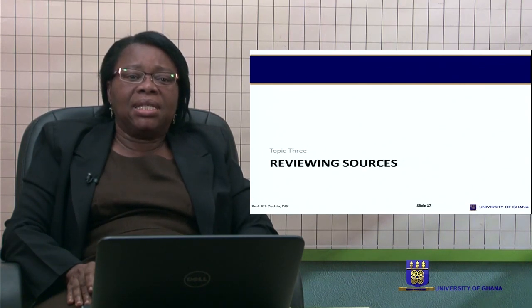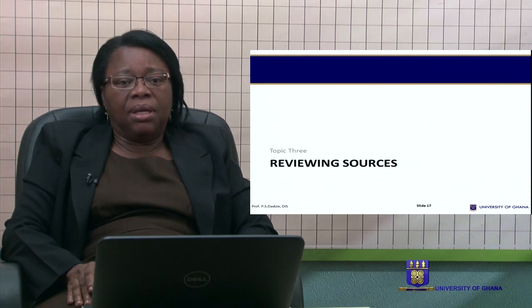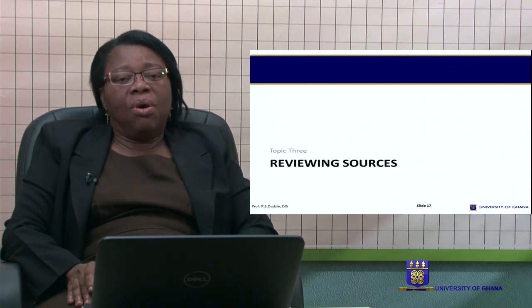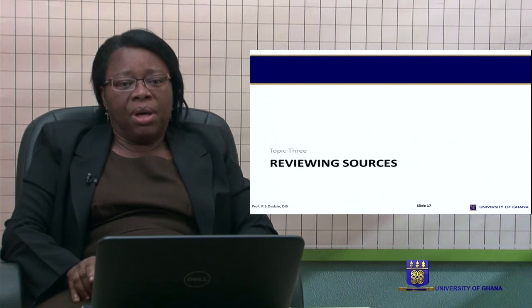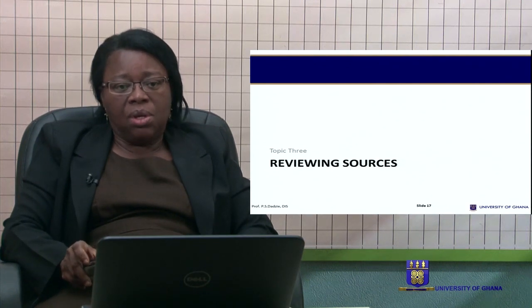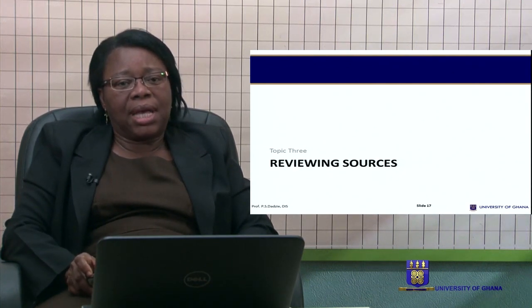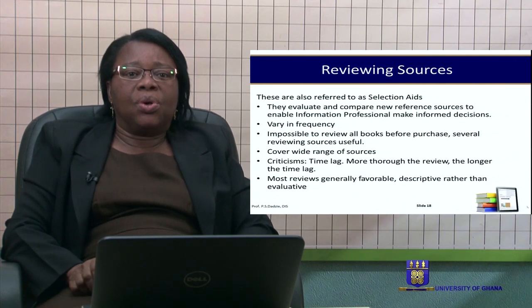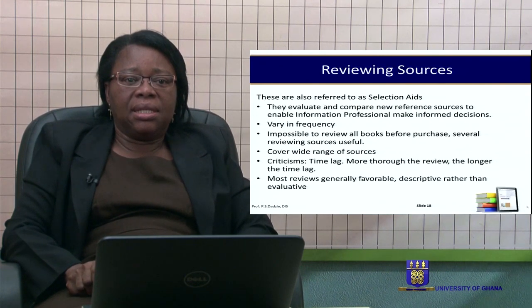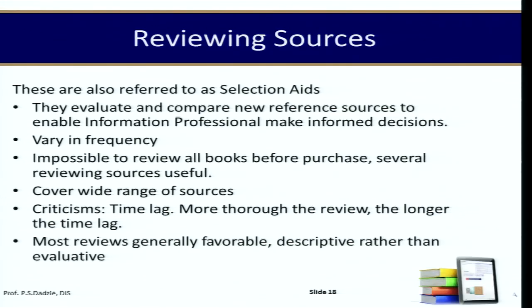Now, to facilitate this activity, reference librarians or reviewers have come together to put all new reference materials together in a book called a reviewing source. So let's look at what reviewing sources are. Reviewing sources are known as selection aids. They do the evaluation for us, and they compare new reference sources to enable the information professional to make informed decisions.